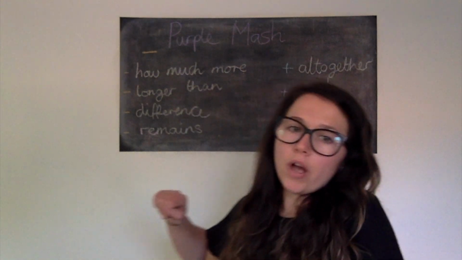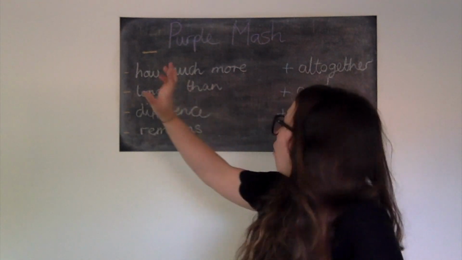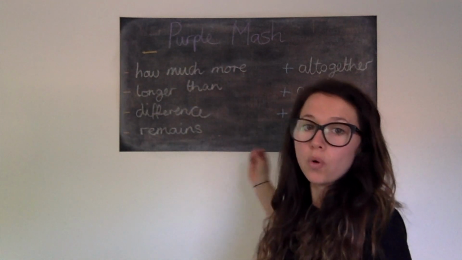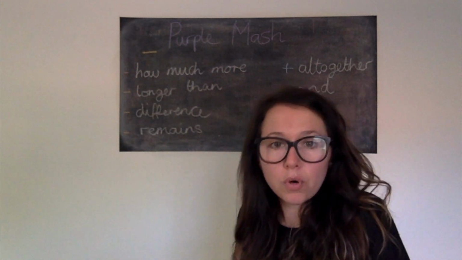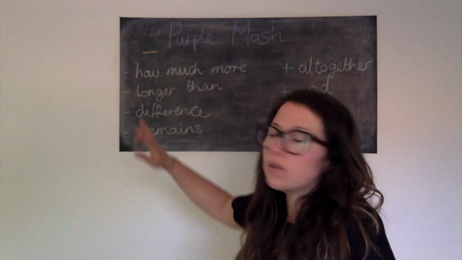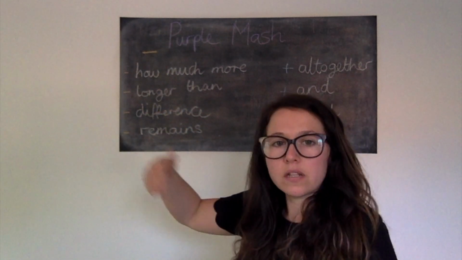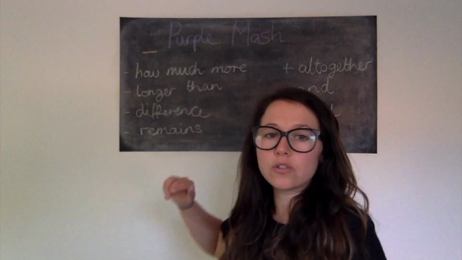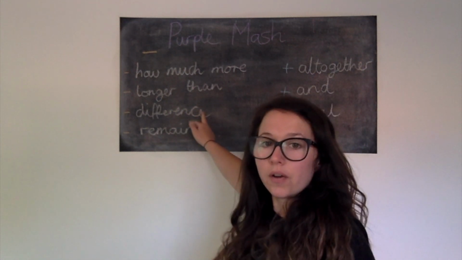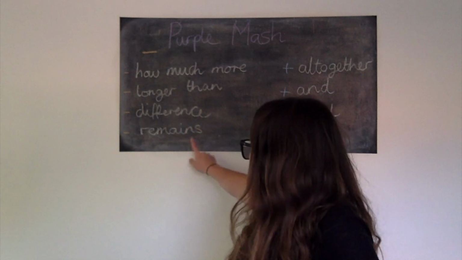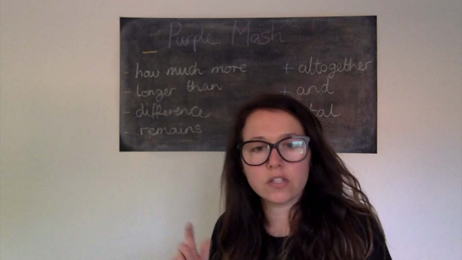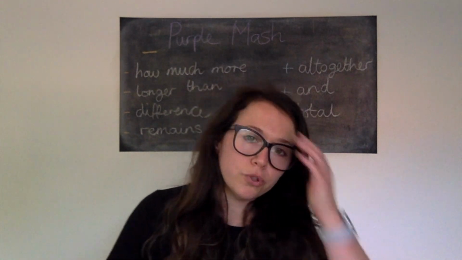So if you've got a word problem that says you've got something that is X amount and the other thing is this much more than, even though it's got more than, you need to find the difference, so you need to subtract. If one is longer than the other and you need to find out how much longer it is, again you're subtracting. It's all about finding the difference. Okay, so read it carefully. You might see the word remains as well, which just means what's left. So that's another clue for something that you need to subtract.